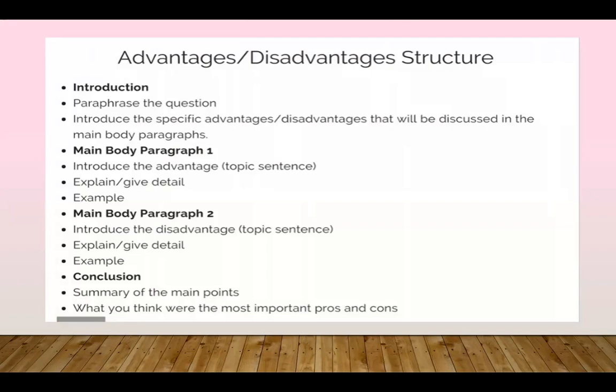Then you move on to the main body of paragraph 1 or 2 as well. So introduce the advantage topic sentence, then give details, and then give examples. Afterwards, you move on to the disadvantages section and do the same things. And then finally, you reach the conclusion, summarize the main points, and then give your own opinion related to that.